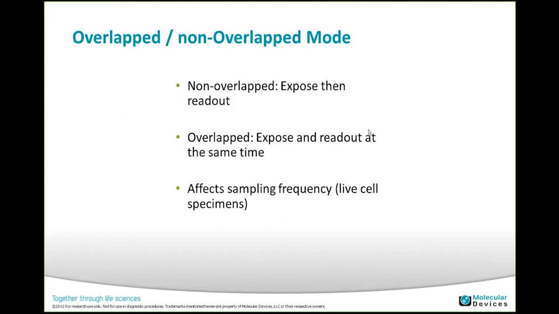In overlap mode, you expose and then read out, and while you're reading out that frame, you start exposing the next frame. So whichever is longer, the exposure time or the readout time, will determine how fast you can go at that point. This does affect sampling frequency, especially in live cells if things are moving. You may need to look at going to an overlap mode. But again, this only works for a frame transfer type of camera.